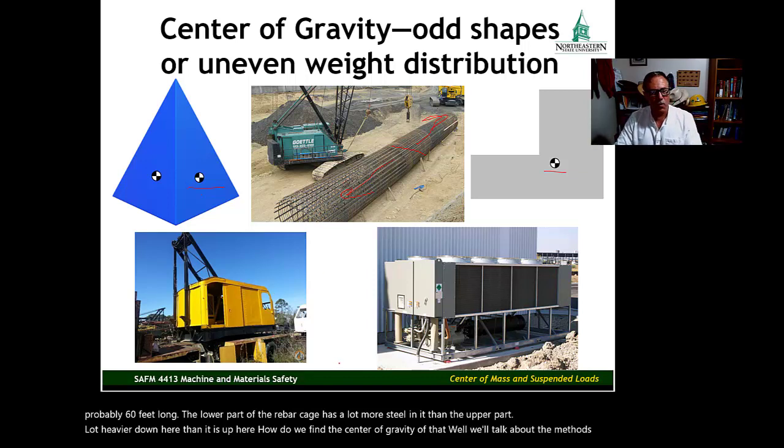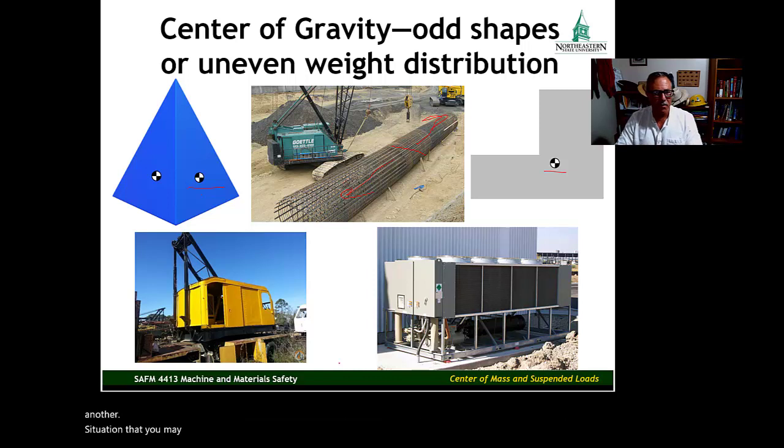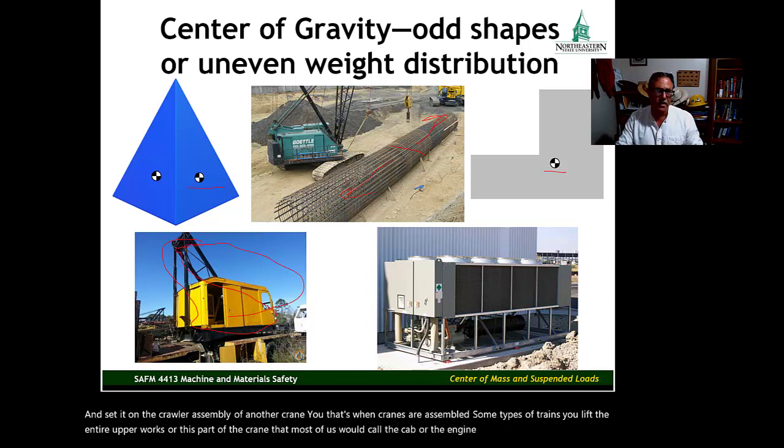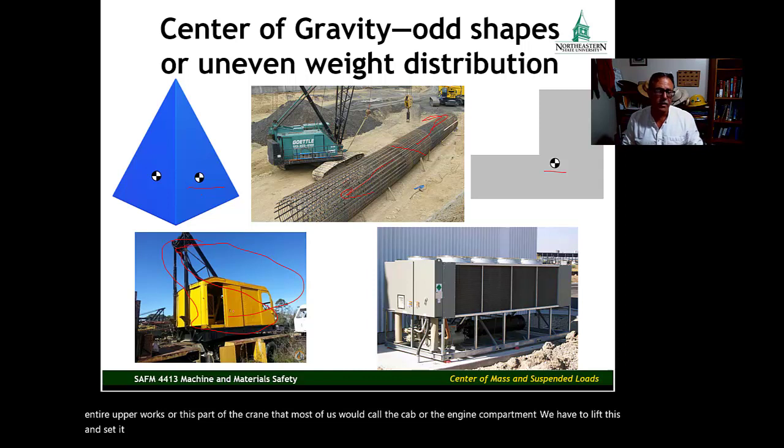Another situation that you may run into as a safety professional or a crane professional, you may have to lift the upper works of one crane and set it on the crawler assembly of another crane. That's when cranes are assembled. Some types of cranes, you lift the entire upper works, or this part of the crane that most of us would call the cab or the engine compartment. We have to lift this and set it on another part of the crane during assembly. During a disassembly, we go the other way. We take it off.